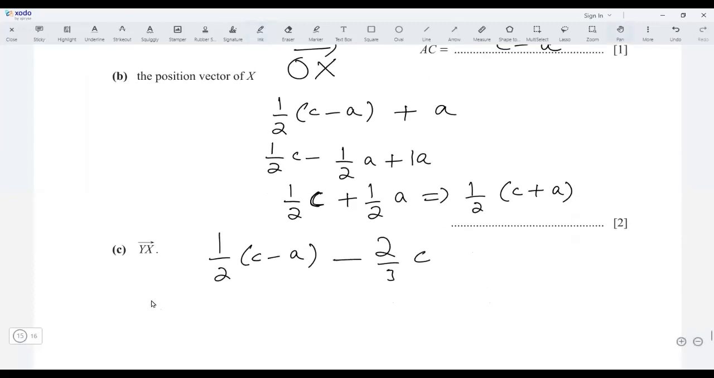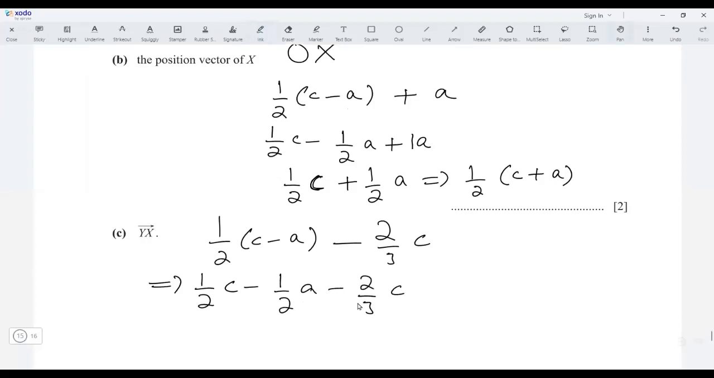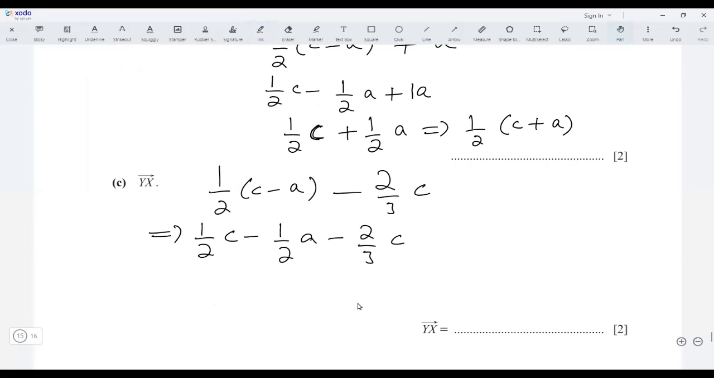Now open the bracket and simplify for C. 1/2 C minus 1/2 A and minus 2/3 of C. So 1/2 C and 2/3 C are to be simplified. We have to write them together. So minus 1/2 A is to be written on the right hand side. The LCM is 6, so we have to multiply by 3 here, and multiply by 2 in order to make the denominator the same.